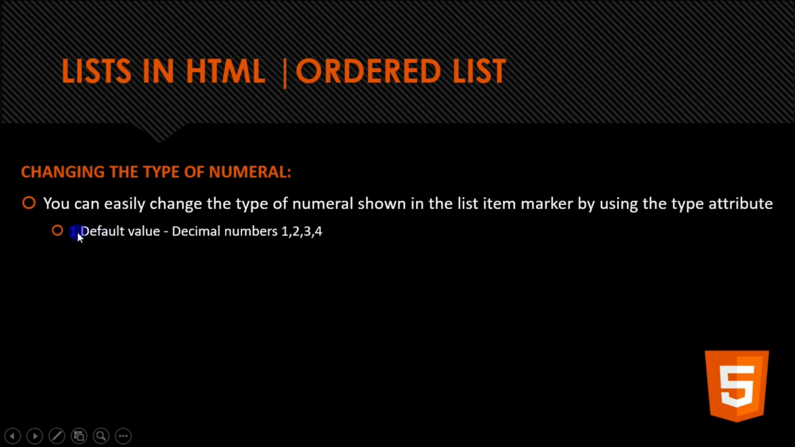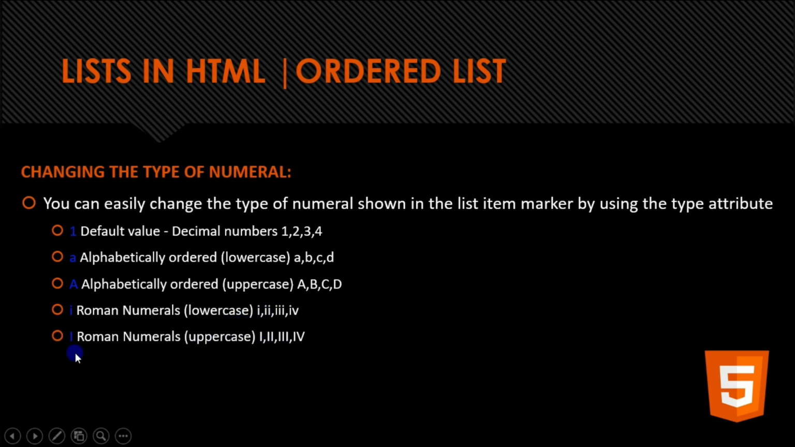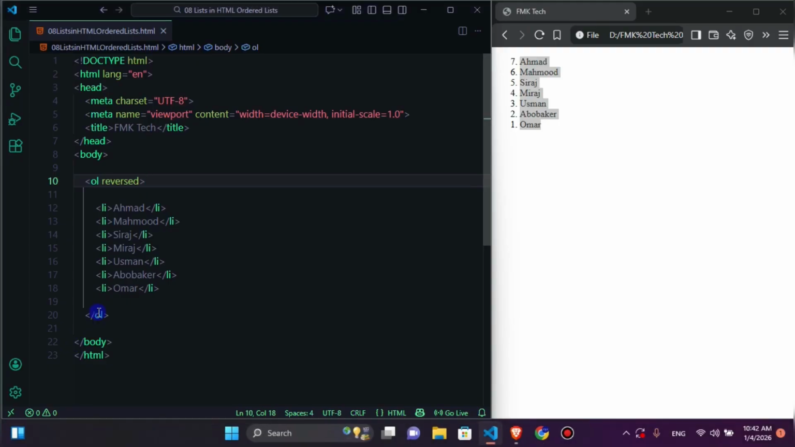If you want it in decimal numbers, you can use 1 in your type, and if you want the lowercase alphabet letters, you can use the small a, and you can use the capital A if you want it to be in uppercase letters, and if you want the Roman numbers, you can simply write down i in lowercase Roman, and if you want it in uppercase Roman, you can just write down the uppercase I for it. Let me show you with an example here.